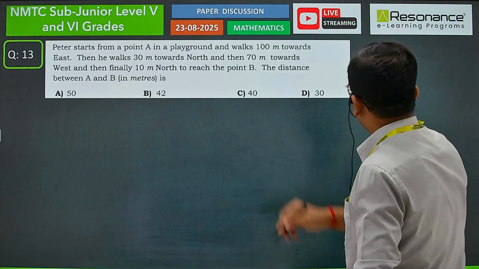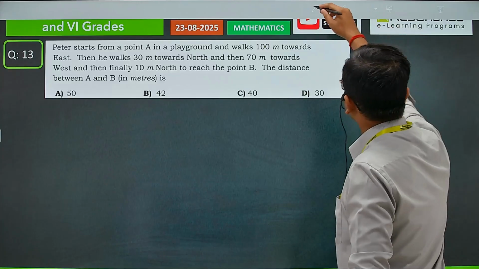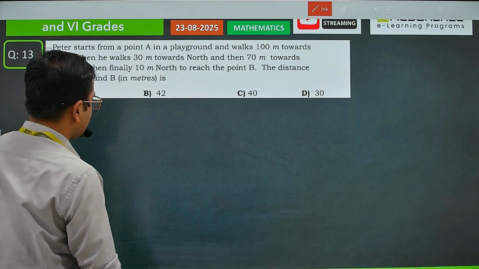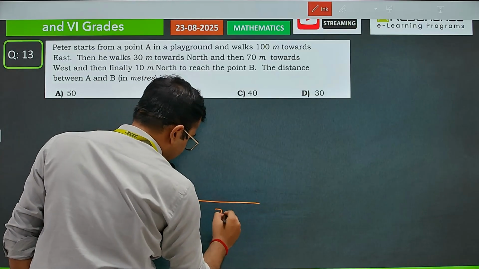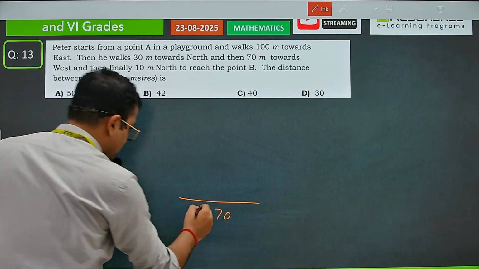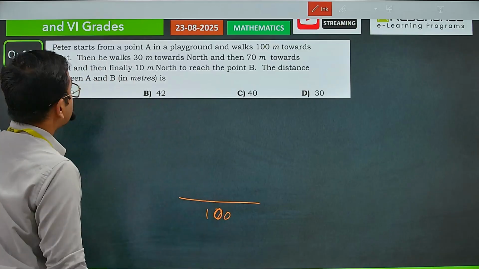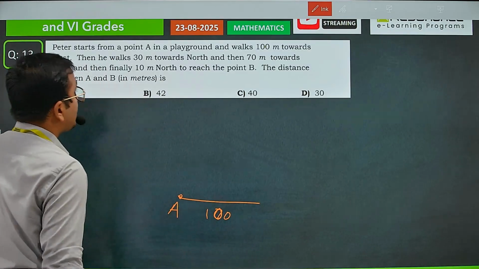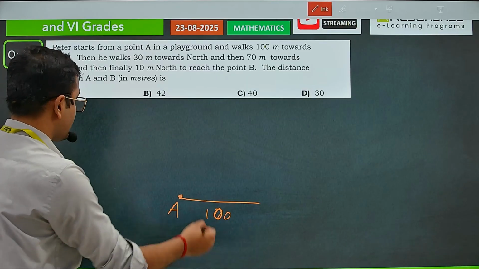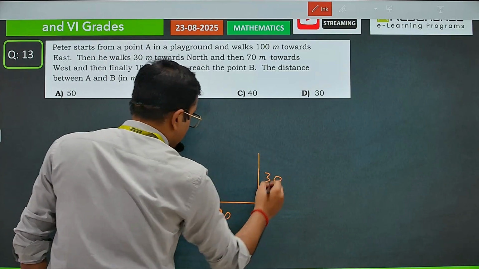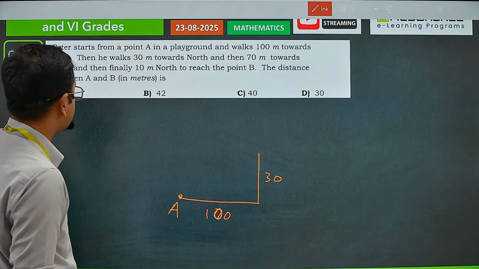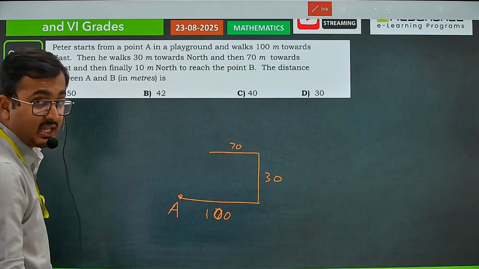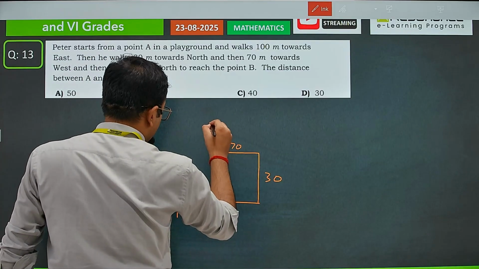Moving to the next. Question number 13, a very simple question, purely based on mental ability. He goes 100 towards east. This is your point A, and then he walks 30 towards the north, and 70 towards the west, and then finally 10 meters towards the north, and reaches the point B.